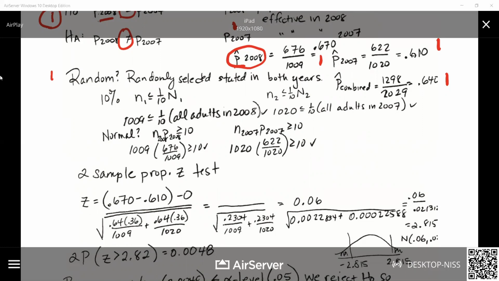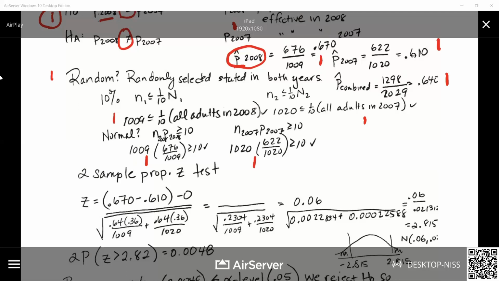So for the 10% rule, they're saying that 1009 is less than all adults in 2008, and the other one in 2007, there's a point for each of those. And then we have our test for normal, and it's going to be 1 for the first group that had 1009 and 1 for the second group that had 1020. So we're looking for those as well.